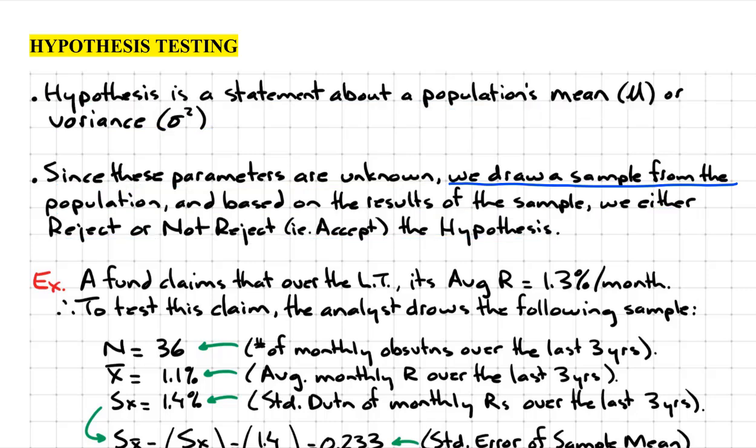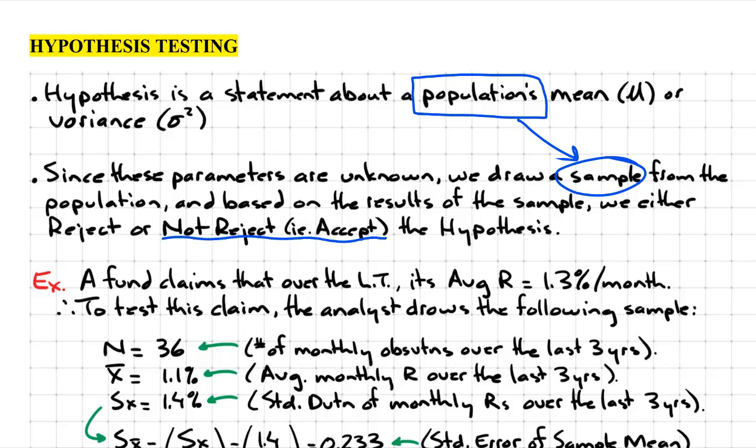So let's just pause right there and make sure we understand the big picture. Now, the population represents all possible observations. For some reason, we cannot see what all those values are. So what we do is we draw a sample from the population, and based on the results of the sample, we can see if the sample either supports or rejects whatever hypothesis we are making about the population.